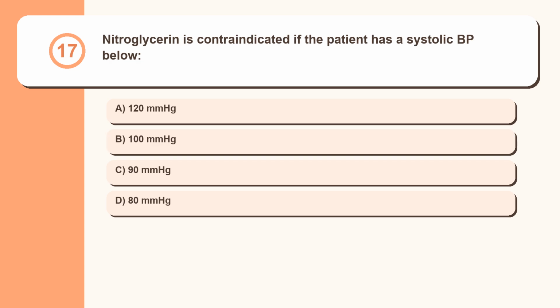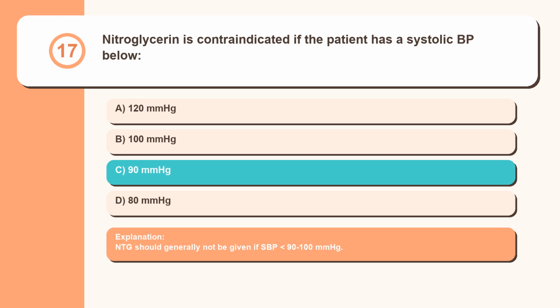Question 17. Nitroglycerin is contraindicated if the patient has a systolic BP below 120 mmHg, 100 mmHg, 90 mmHg, 80 mmHg. NTG should generally not be given if SBP is 90 to 100 mmHg.